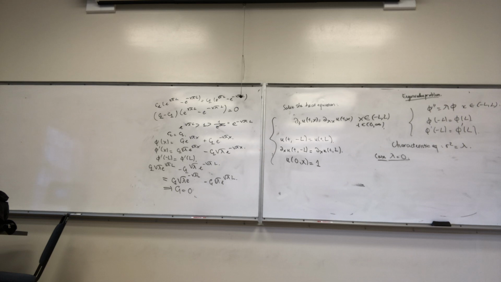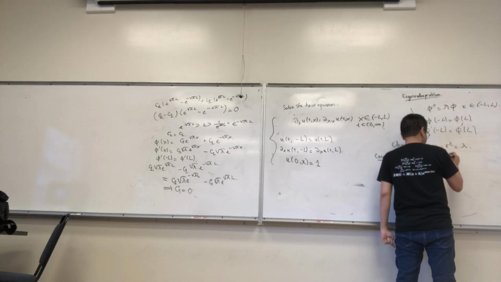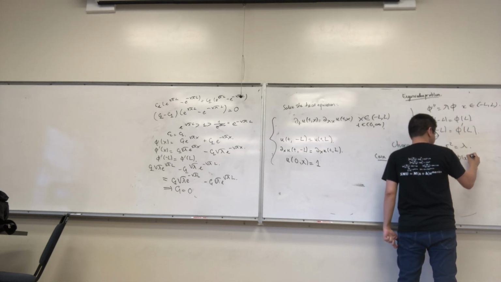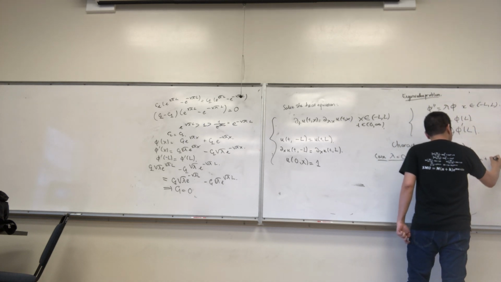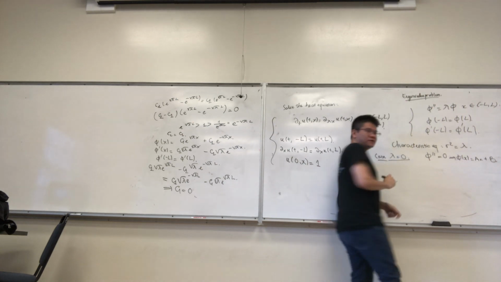We know phi of x equals ax plus b. So when lambda is 0, this gives me 0, so phi x is ax plus b. What is the next step?